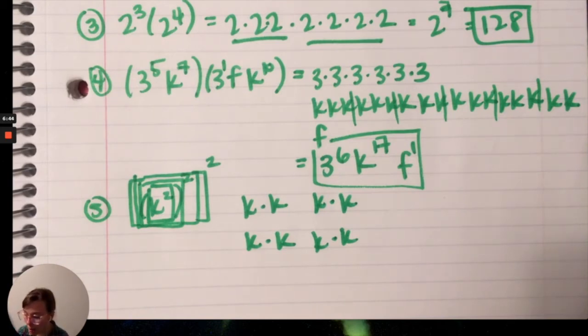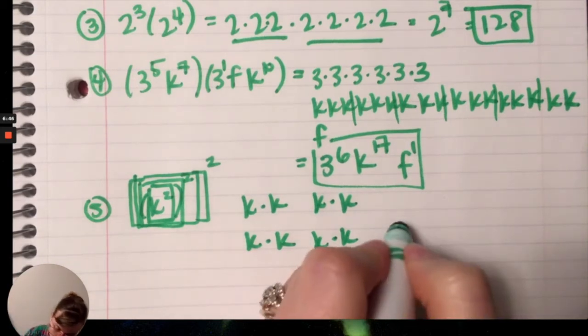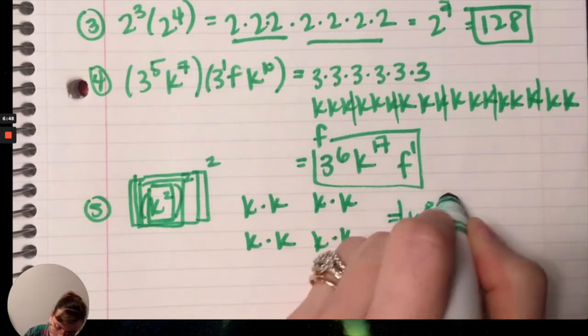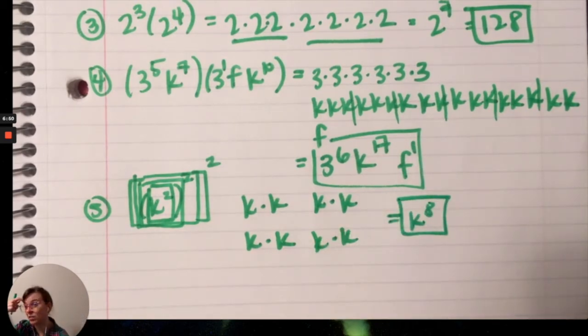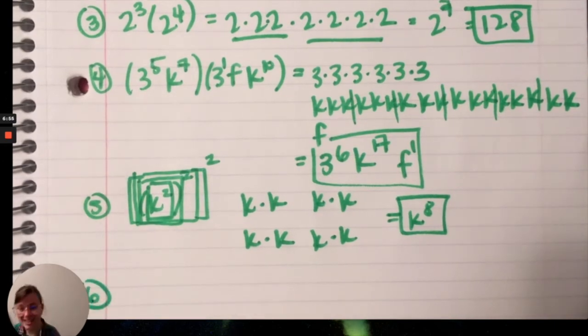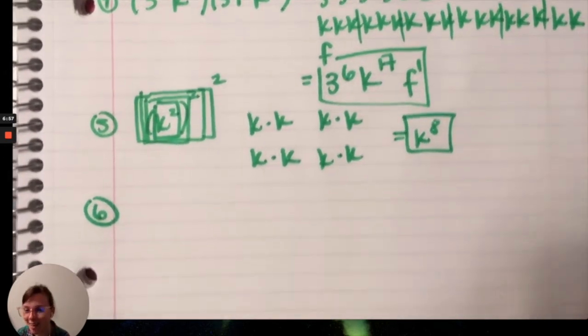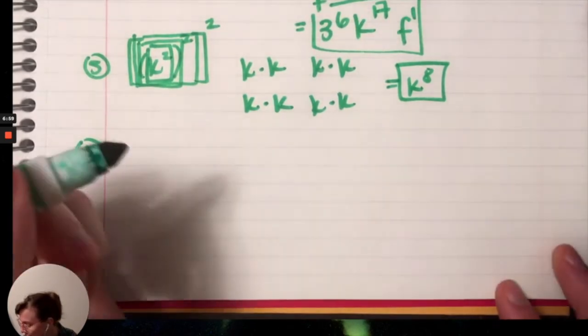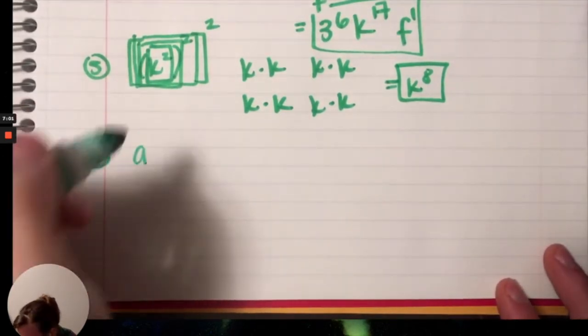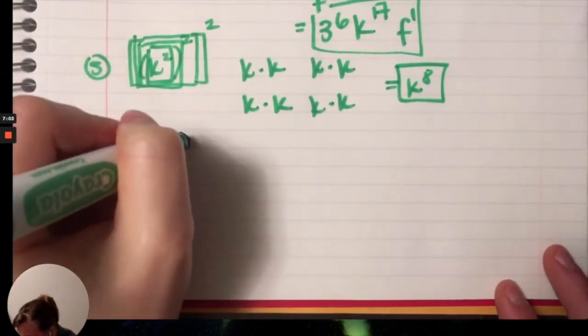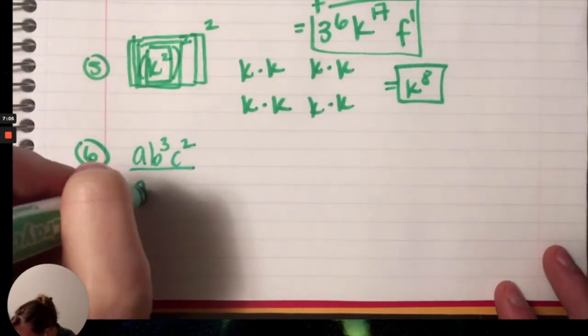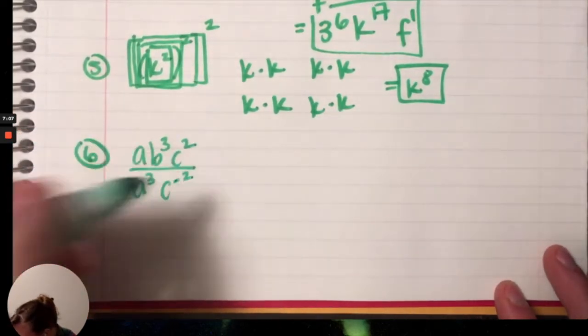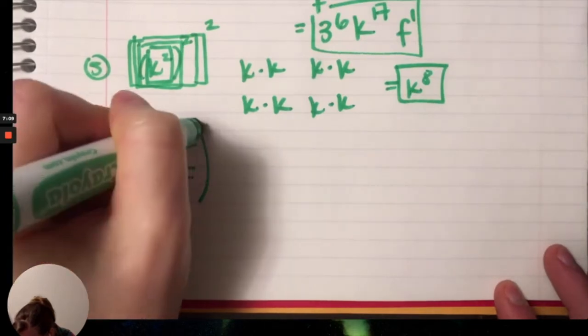All right? How many K's do I have? I have 8 K's. So practice this. This one gets people a lot. All right. Last one. This one's our most complicated because it's number 6. It has to be. Okay, so I'm going to write a b cubed times c squared, a cubed, c to the negative 2, all to the negative 4.